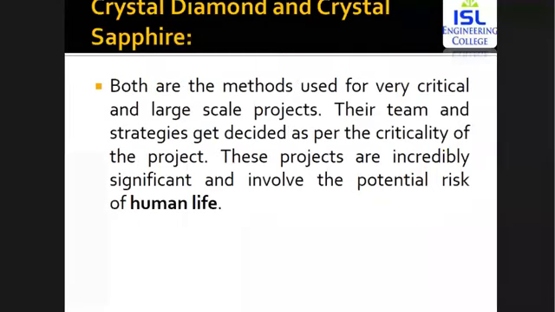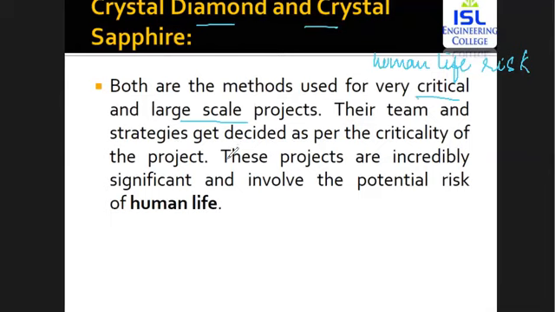The next one is crystal diamond and crystal sapphire. Within this crystal diamond or crystal sapphire, these are the methods used for very critical and large scale projects. Very critical means that if the software development involves human life risk, for example you're developing software for a hospital, and if that software crashes or does not work properly, it might result in risking a human's life, then you're going to go for the diamond or crystal sapphire method.